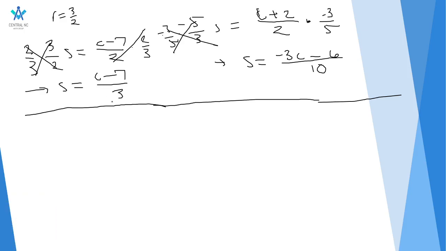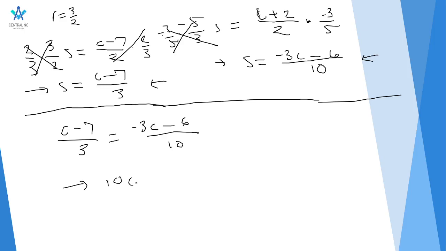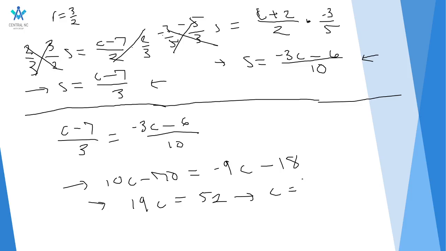So now we can just equate this expression over here and this expression over here, since they're both equal to s. So you get that c minus 7 over 3 is equal to negative 3c minus 6 over 10. Now we can just cross multiply. That gives us that 10c minus 70 is equal to negative 9c minus 18. And if we combine like terms, we get that 19c is equal to 52, which gives us that c is equal to 52 over 19.